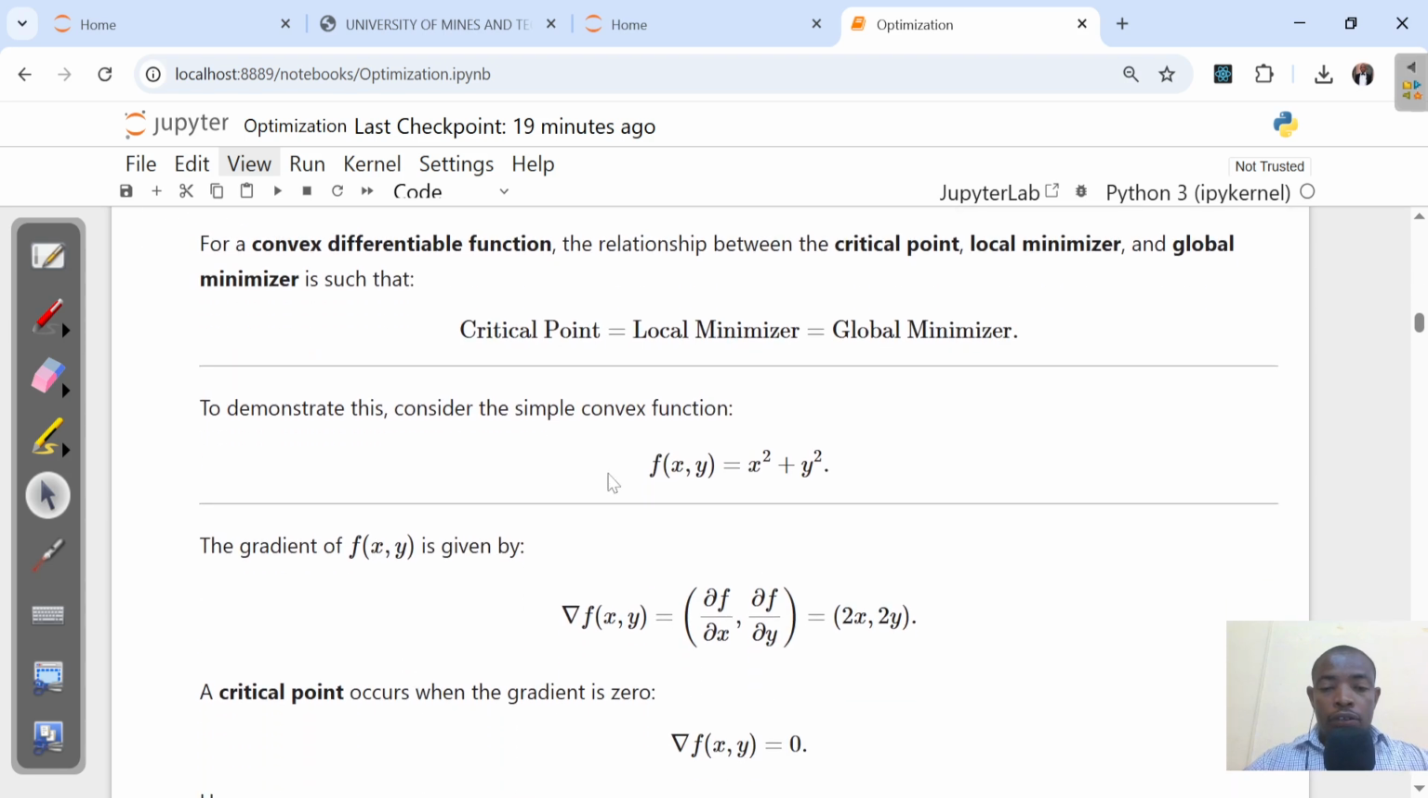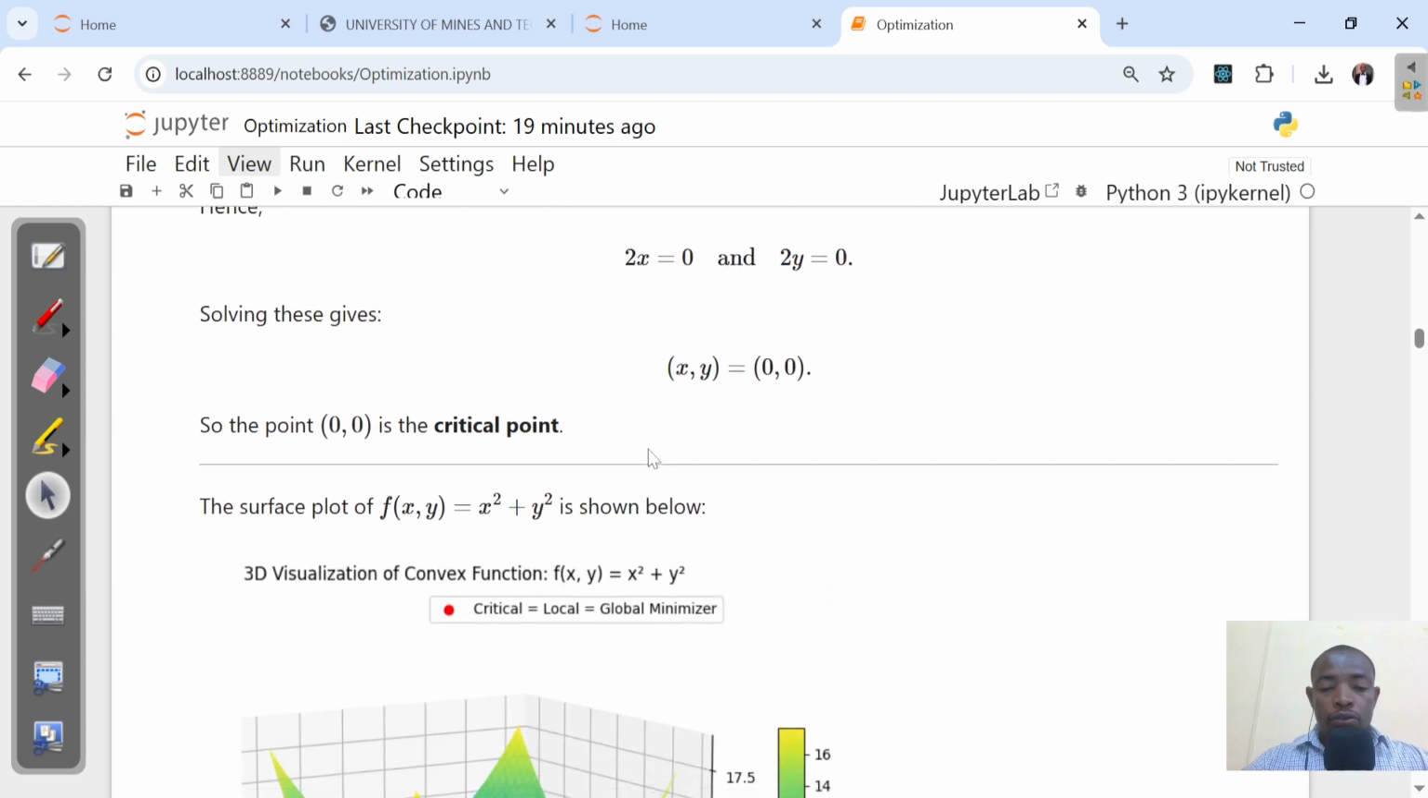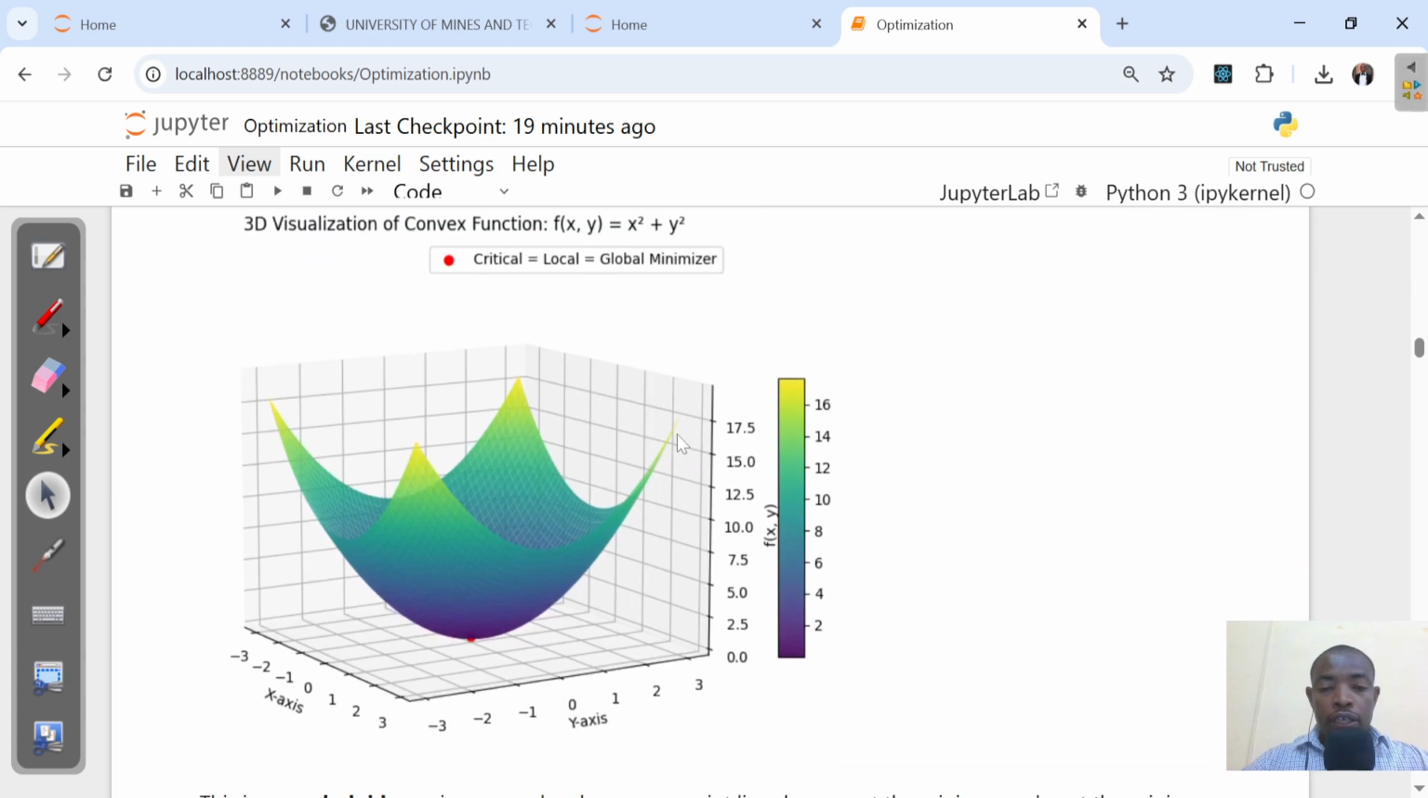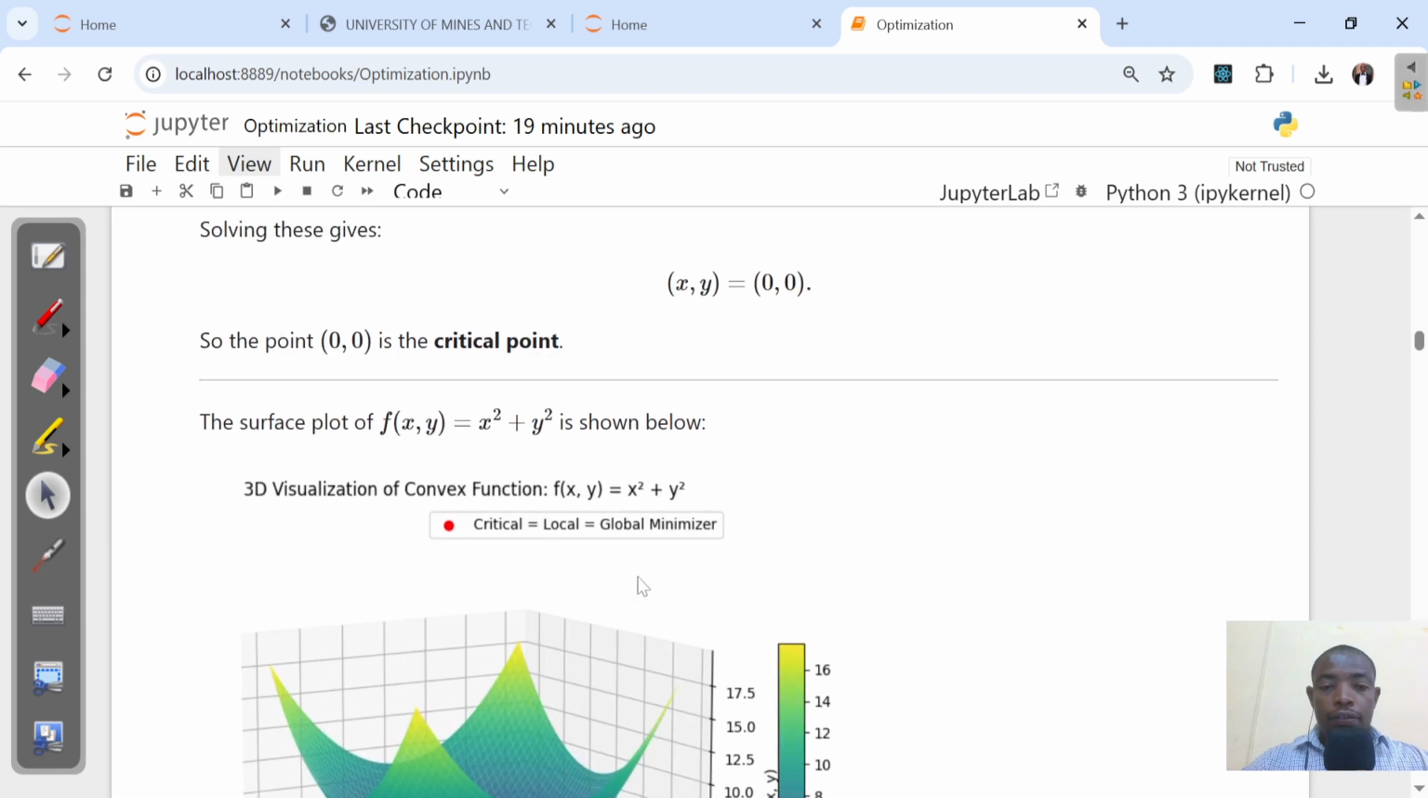So I used this simple function to make my point. So f of x and y is equal to x squared plus y squared. And in order to make sense out of this, plotting this will make things quite easier for my explanation. So when you plot this graph, you are going to get something like this.